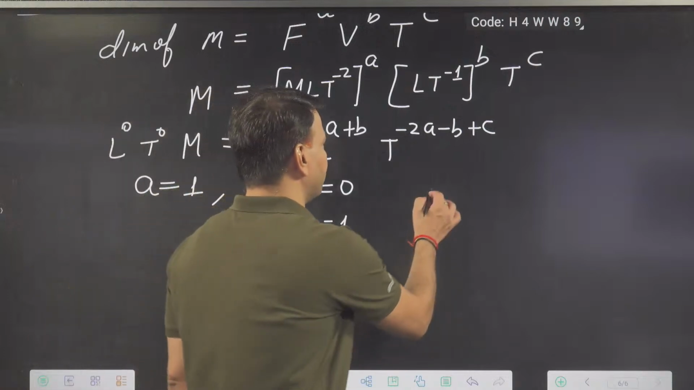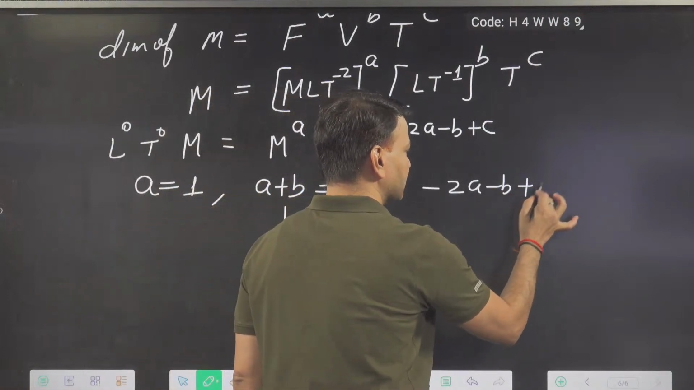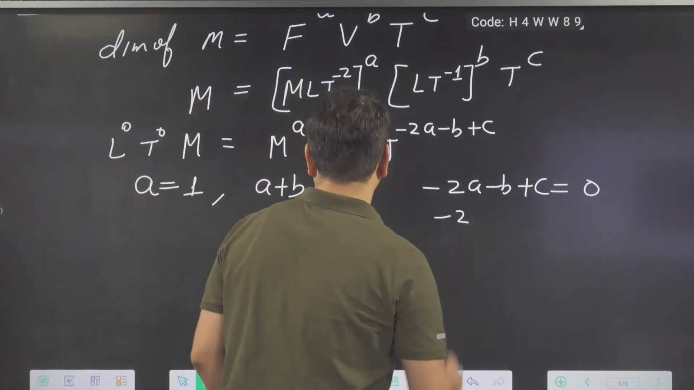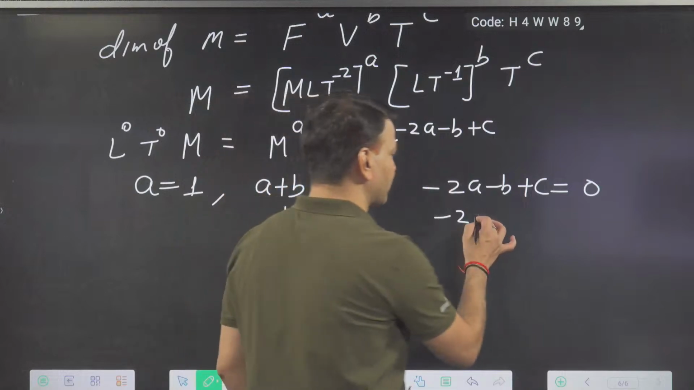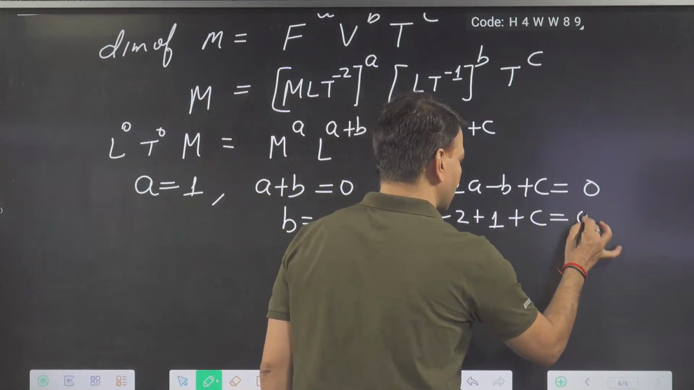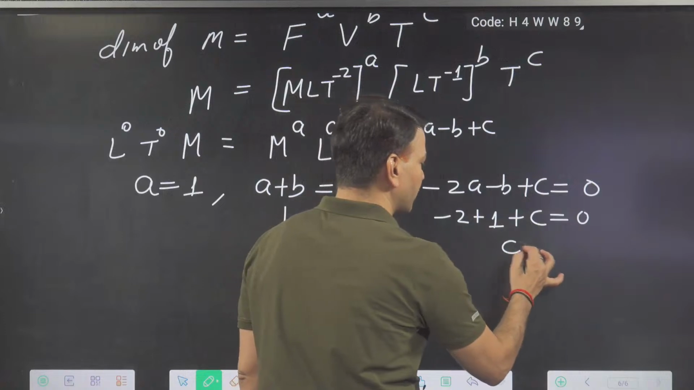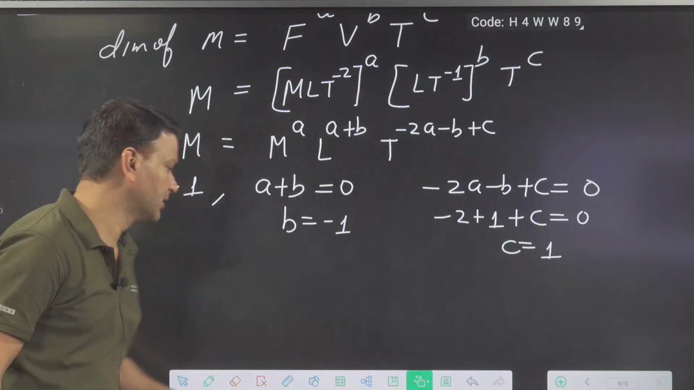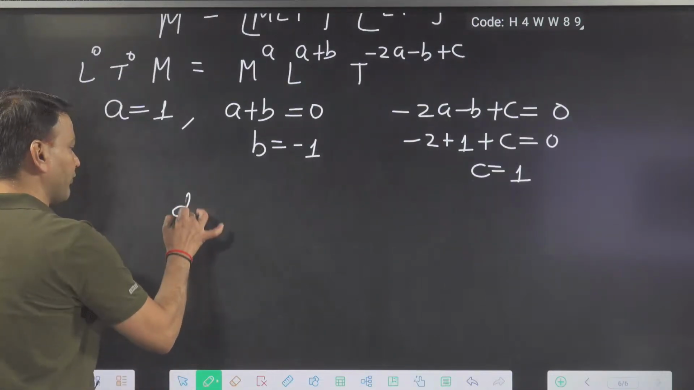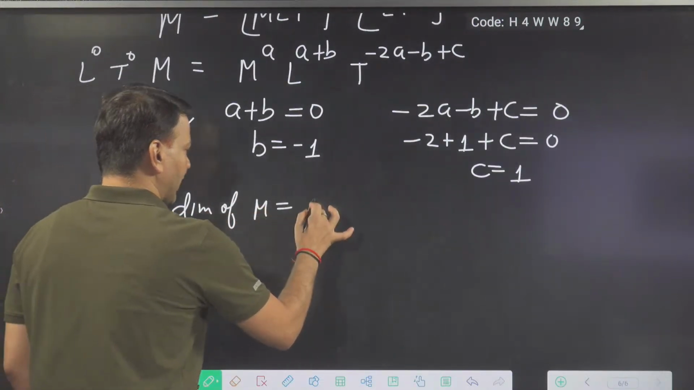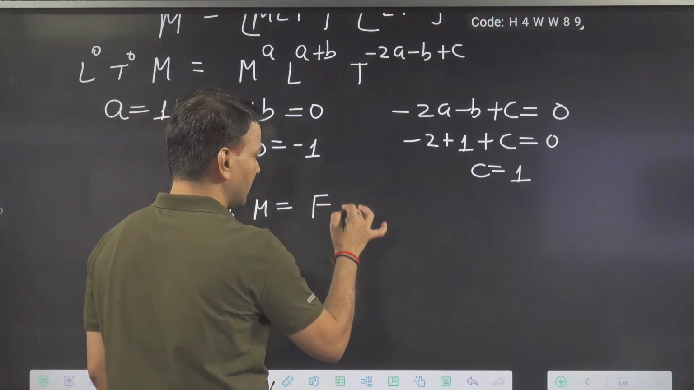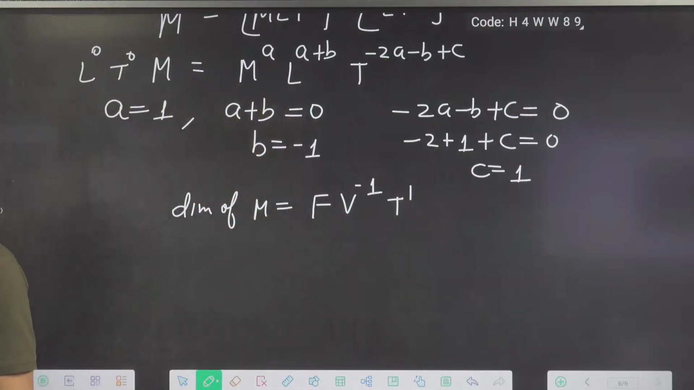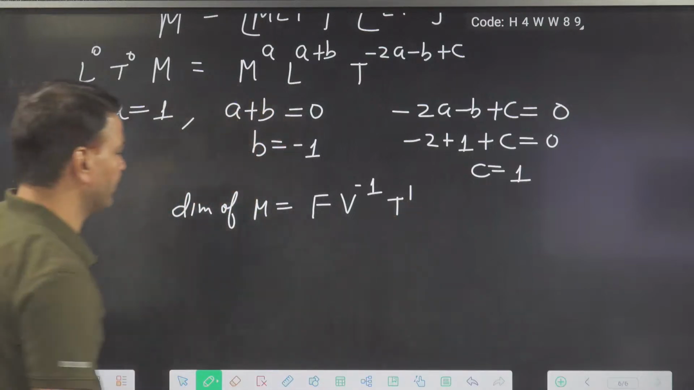Now the third equation for time: minus 2A minus B plus C is equal to 0. Now A value is 1, so I put minus 2. B value is minus 1, so minus of minus 1 gives plus 1, plus C is equal to 0. Minus 2 plus 1 is minus 1, so C value we got is 1. Now I got the values of A, B and C. Then the dimension of M is equal to F, V to the power minus 1 and T to the power 1. So FT by V, we got the answer. This is the dimension of M.